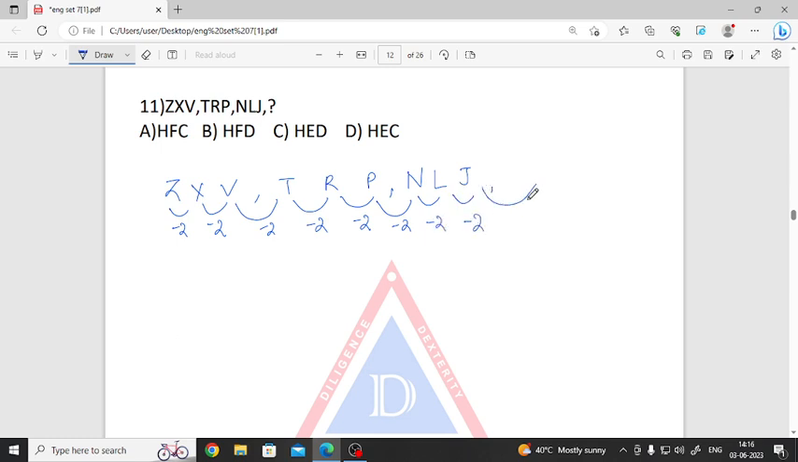Then what will be after J? J -2. What is J -2? It is H. Then again H -2. What is H -2? We get F. And what is F -2? We get D. So what is the answer? H F D. Where is H F D? Option number B. So all the letters are getting subtracted by 2.